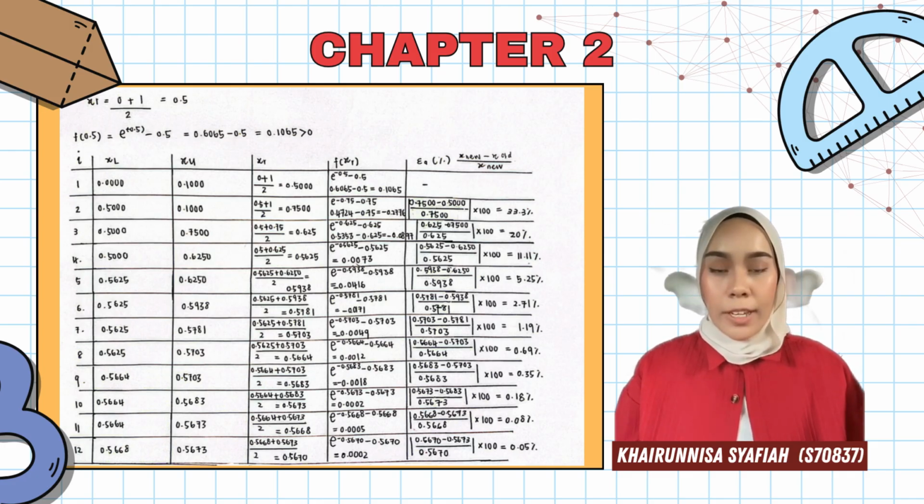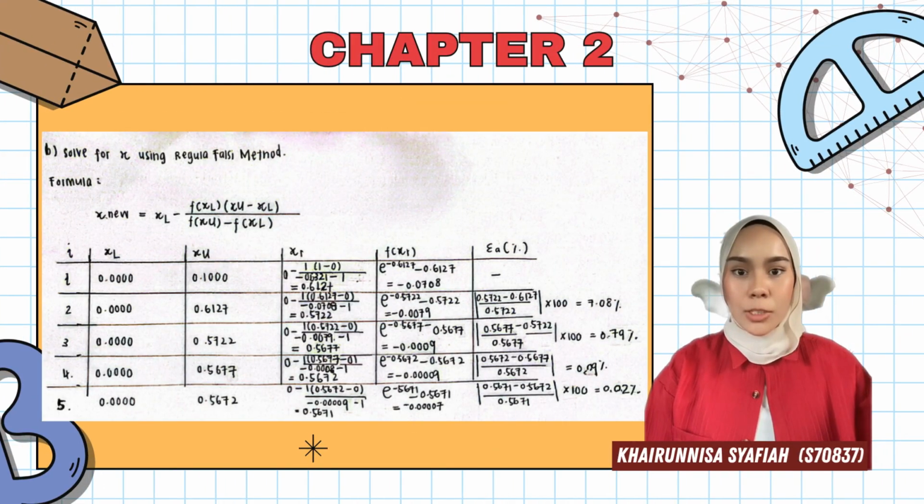We repeat this process in iteration 2. Our new midpoint is 0.7500, giving a negative function value, which shifts our upper bound xu to 0.75. As we continue bisecting, our error gradually drops. It takes us 12 iterations to finally reach a point where our approximate error hits 0.05%. At this point, our estimated temperature parameter x is 0.5670.